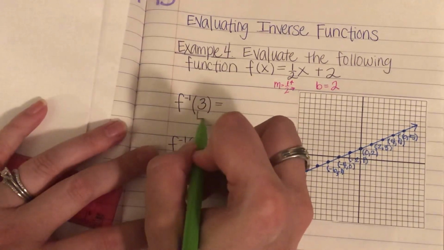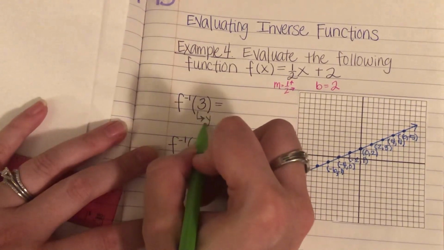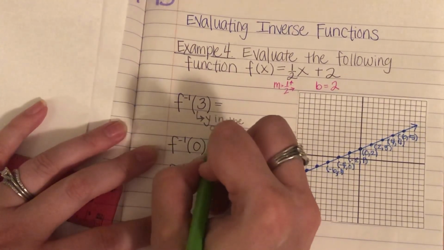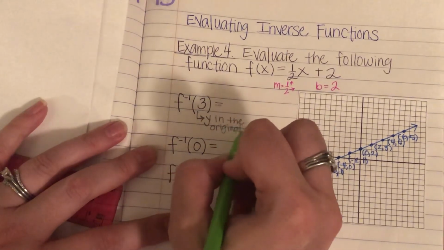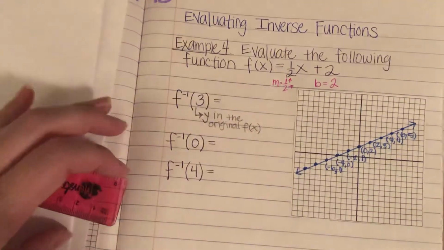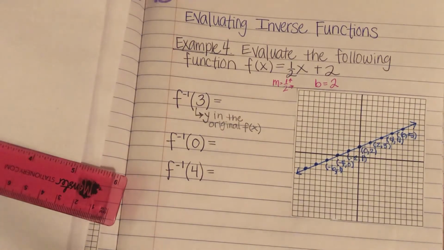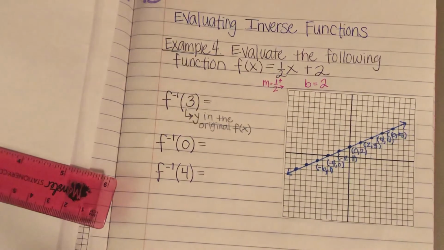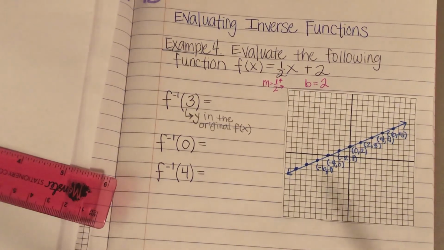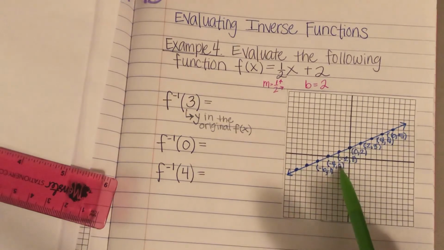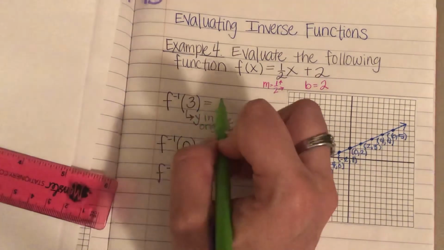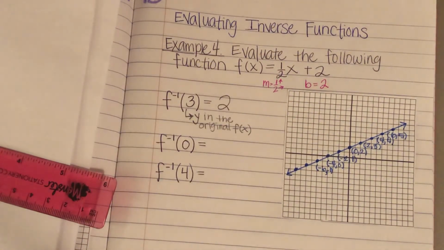So this is not x, this is y in the original f of x graph. So I'm going to save you some time. You don't have to actually graph it again. Okay, we're not graphing again. What we're doing is these are the y values because it changed to f of x. They're no longer the x, they're the y now. So I'm going to look at my ordered pairs. Where is the second number 3? There it is. My answer is the number that's with it, 2. That's how easy it was.